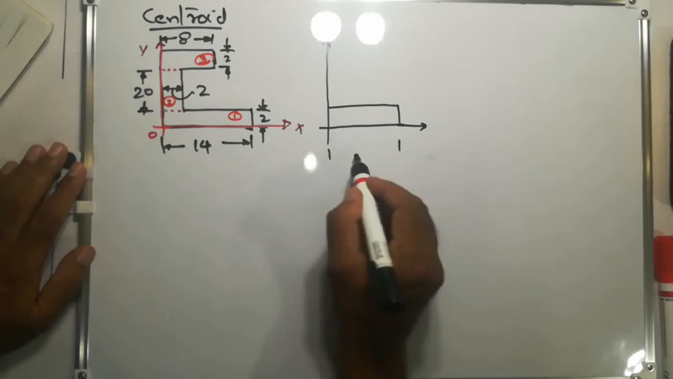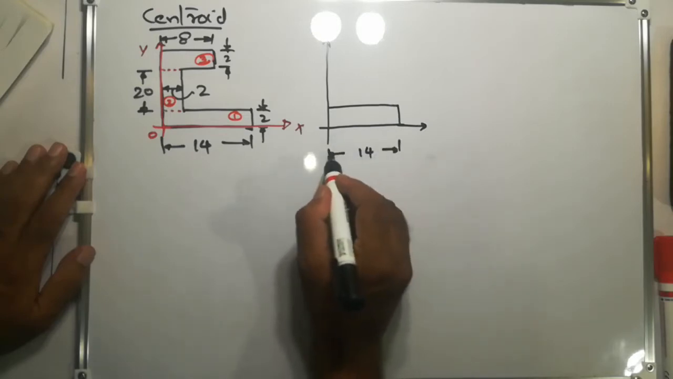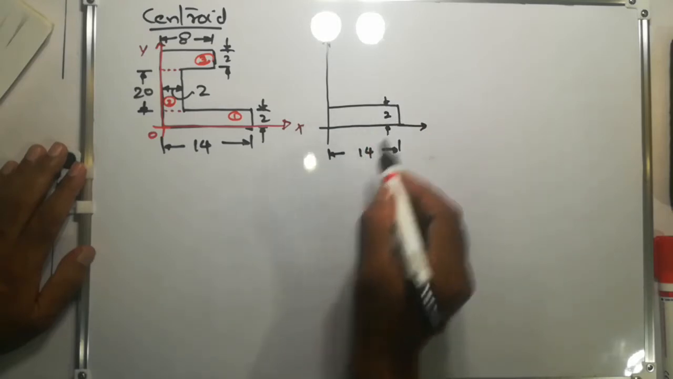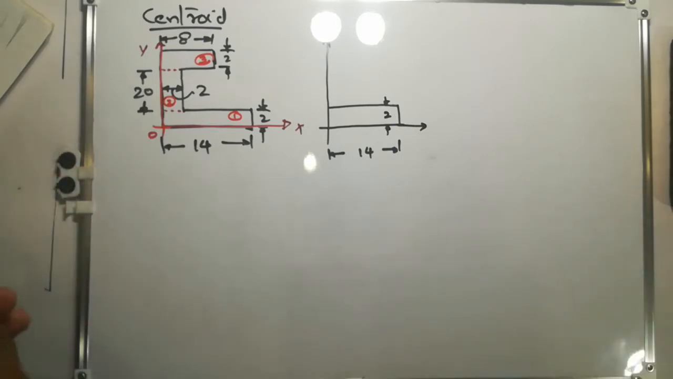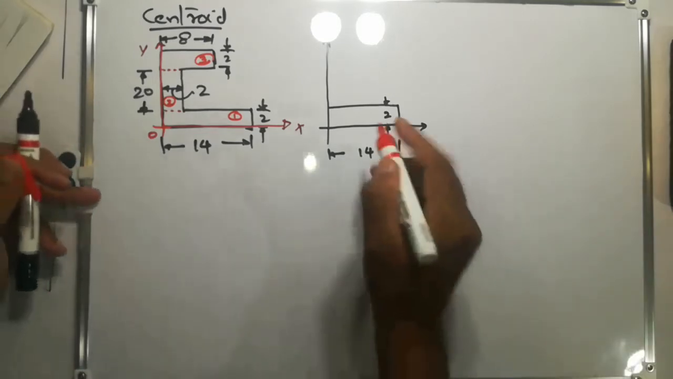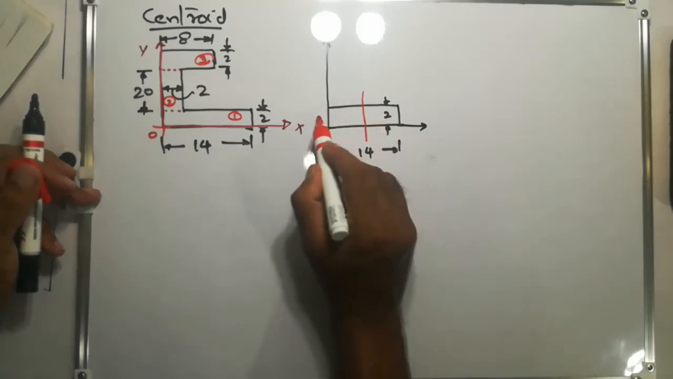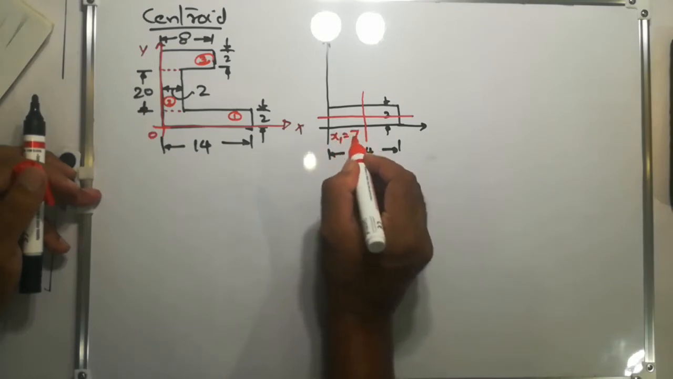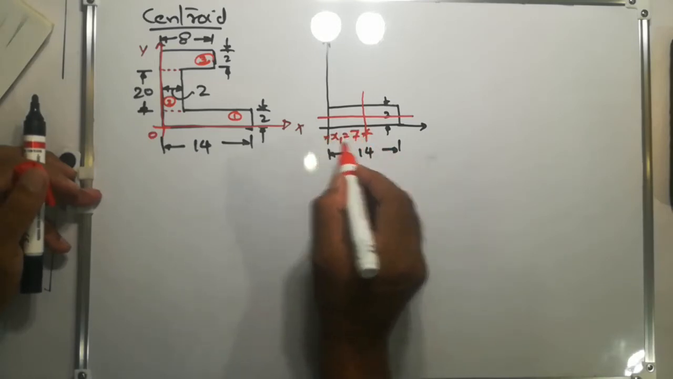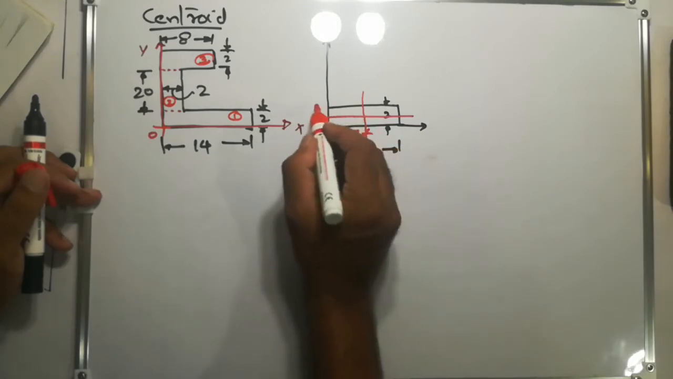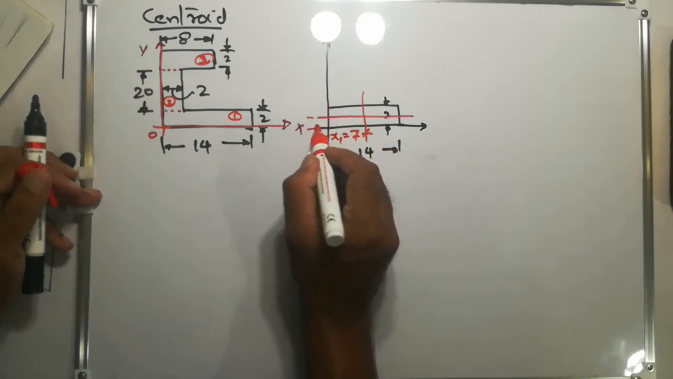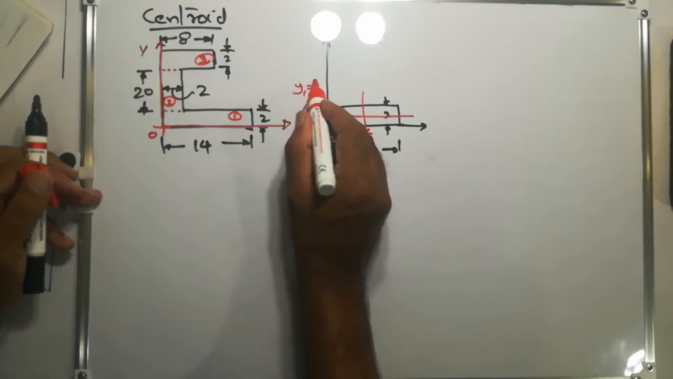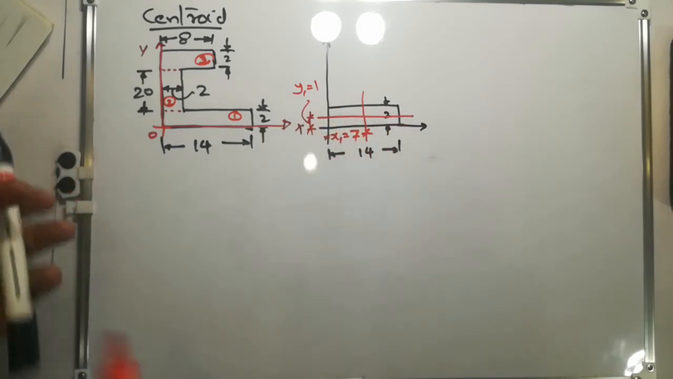So this is the first rectangle. This distance is 14 centimeters. This is 2. Okay, so it is easy to find the centroidal axis. So this will be x1 equal to 7. How we got it? 14 by 2. And this will be y1, y1 equal to 1. 2 by 2, that is 1 centimeter.